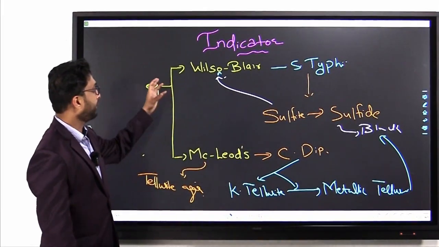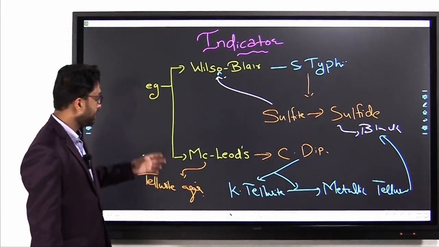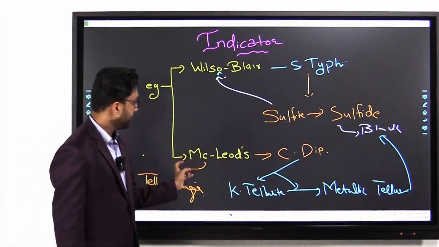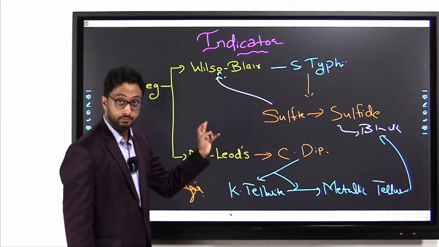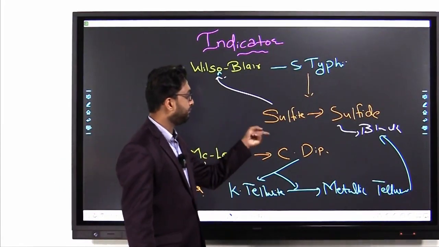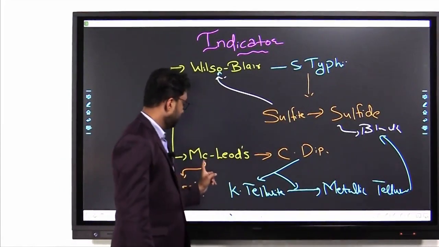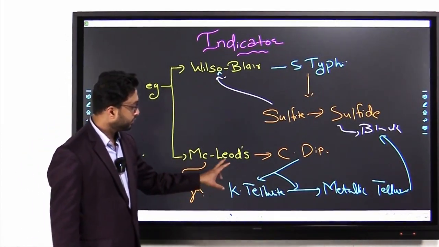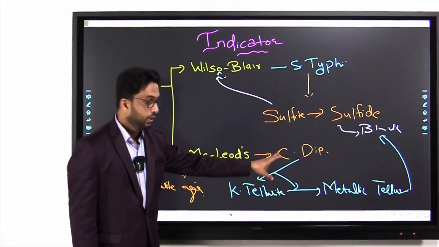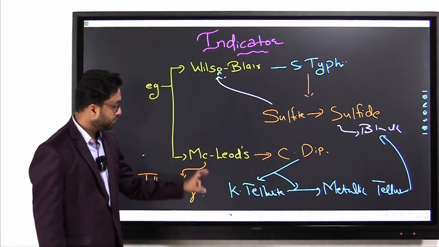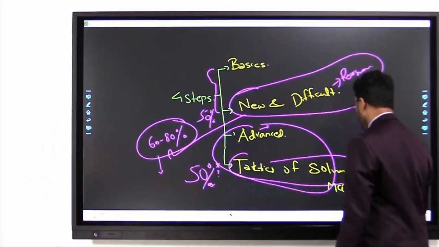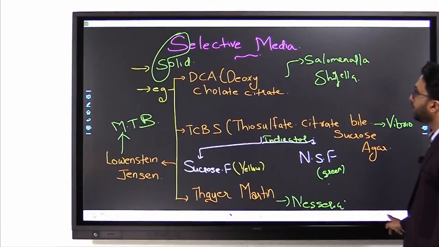So two very important indicator media: Wilson-Blair media and McLeod's media. Wilson-Blair is for Salmonella typhi, which converts sulfite into sulfide. Then McLeod's media, a modification of tellurite agar, is used for Corynebacterium diphtheriae, which converts potassium tellurite into metallic tellurium. Quick review. This lecture is going to be very big. Okay.